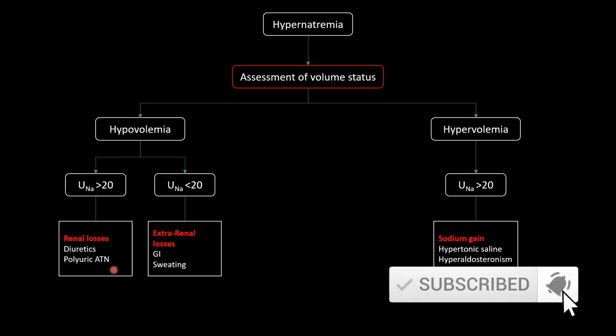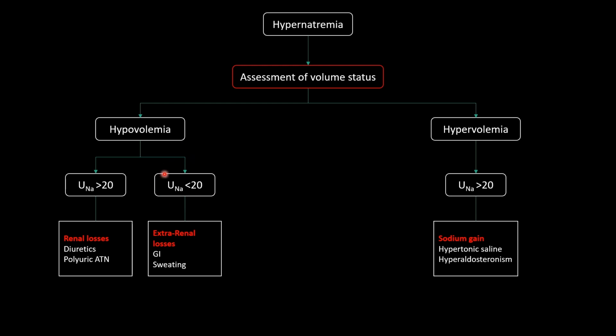And when the urinary sodium is less than 20, that means the kidney is trying to retain the sodium as a compensatory mechanism. That means the primary pathology is not inside the kidney, it is outside the kidney. That means extrarenal losses like GI loss or excessive sweating. Lastly, if the patient is having euvolemia, that means the volume status is remaining normal in this child.